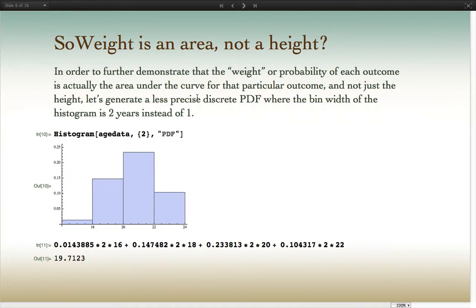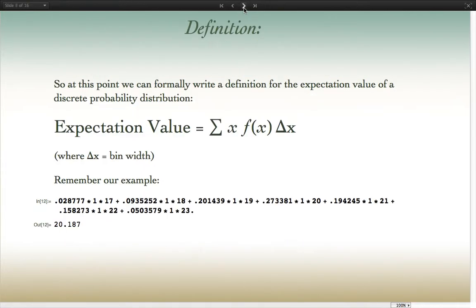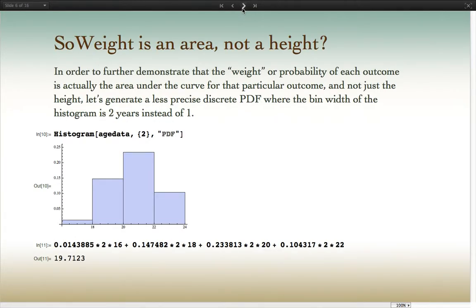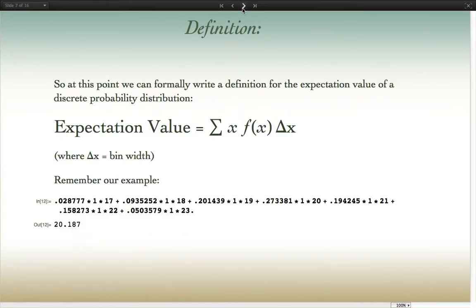And that's due to loss of precision. This also goes to show what's going on with discrete probability density functions, where we have some kind of limitations on accuracy. And we're going to get into continuous ones soon. So now, with this kind of explanation, we can rigorously define what an expectation value is for a discrete probability distribution. So here it is.